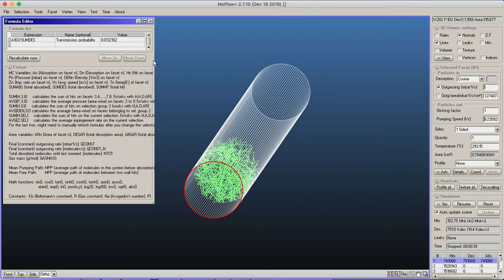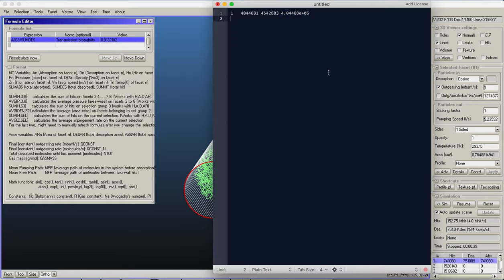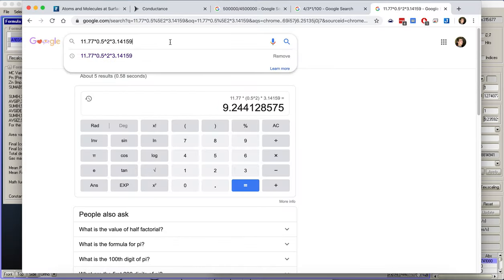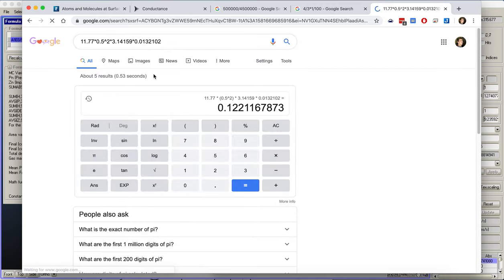So basically, if we take this transmission probability and multiply it by the pumping speed, then we get the actual conductance for this pipe. I will just select this value, go back to my Google calculator, multiply it, and then I get the conductance of about 0.122 liters per second.